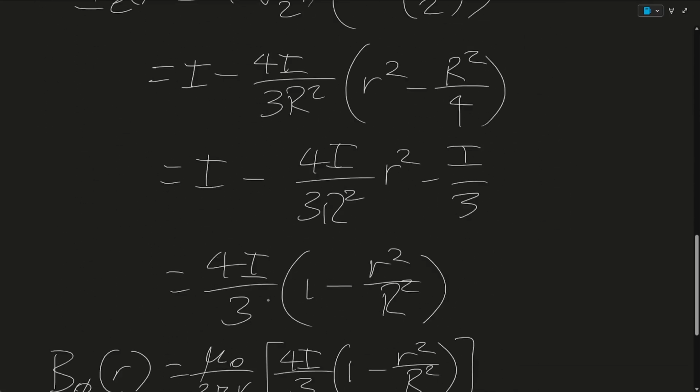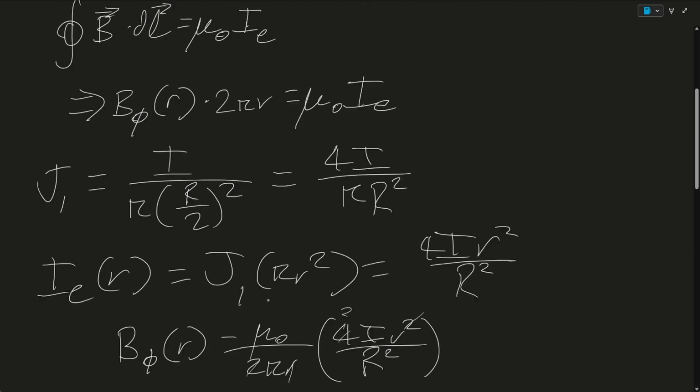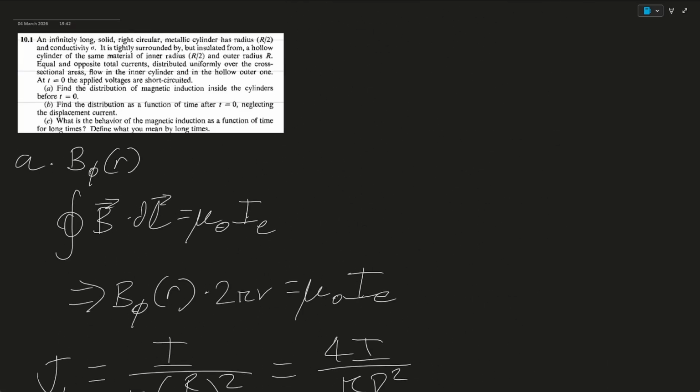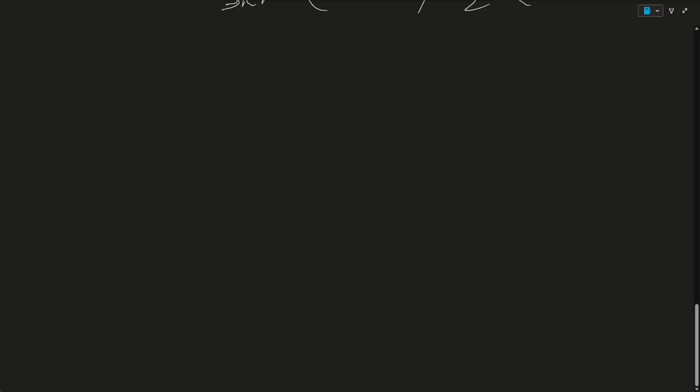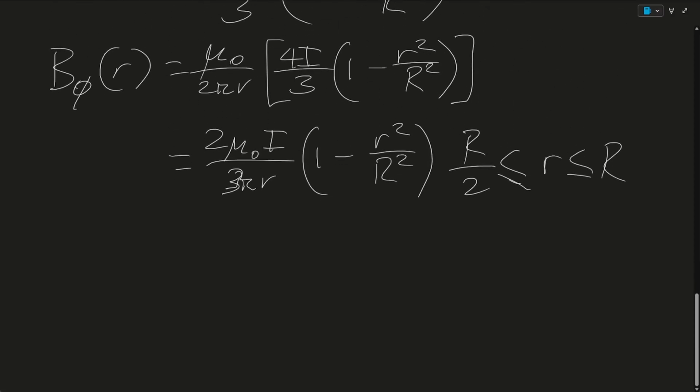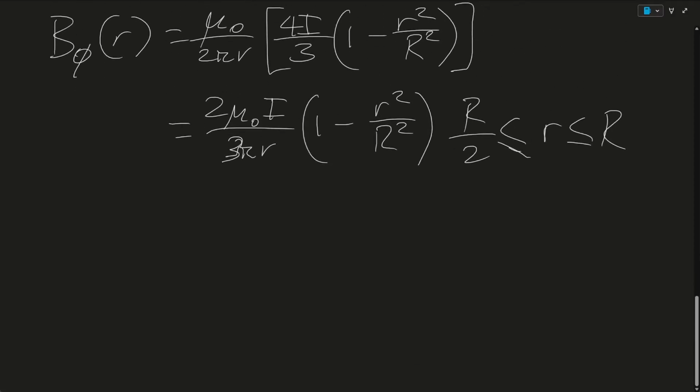Anyway, moving on, let's take a look at part B. So part B further asks us to find the distribution as a function of time after t equals 0, ignoring displacement current, which is very kind of Mr. Jackson. So that makes Maxwell's equations slightly easier here. We're only going to take the curl ones into account.